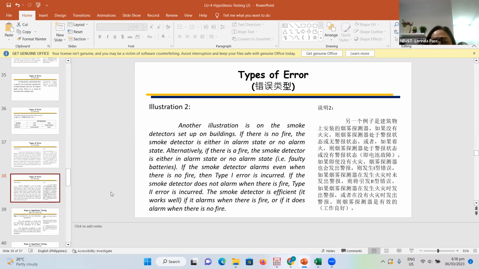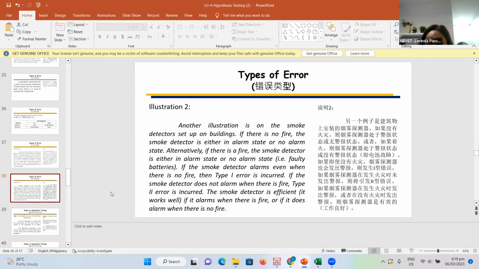Another illustration is on the smoke detectors that are set up on buildings. If there is no fire, the smoke detector is either in alarm state or no alarm state. Alternatively, if there is a fire, the smoke detector is either in alarm state or no alarm state, that is, because its batteries are faulty. Now, if the smoke detector alarms when there is no fire, then type 1 error is incurred. But if the smoke detector does not alarm when there is fire, then type 2 error is incurred.